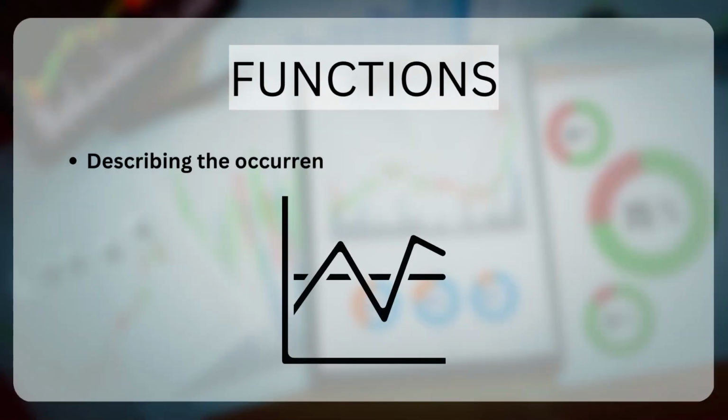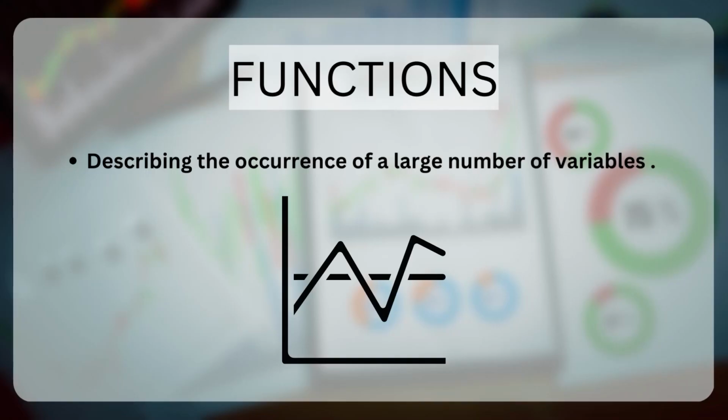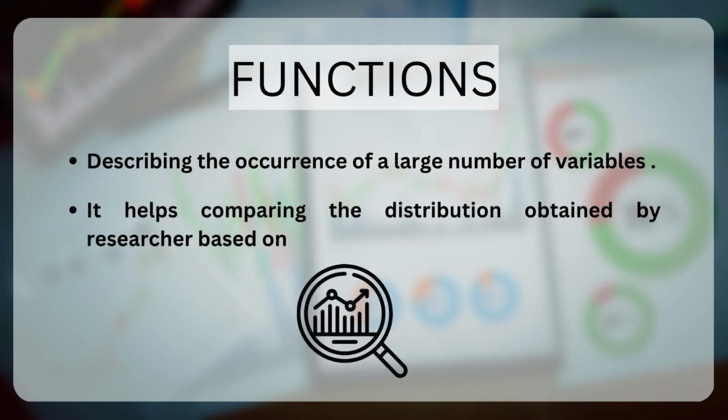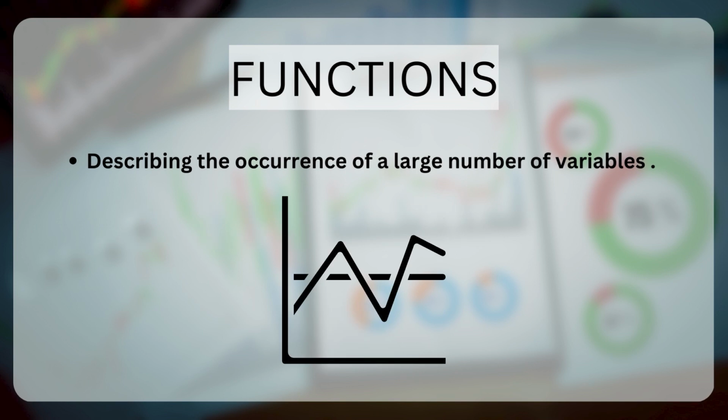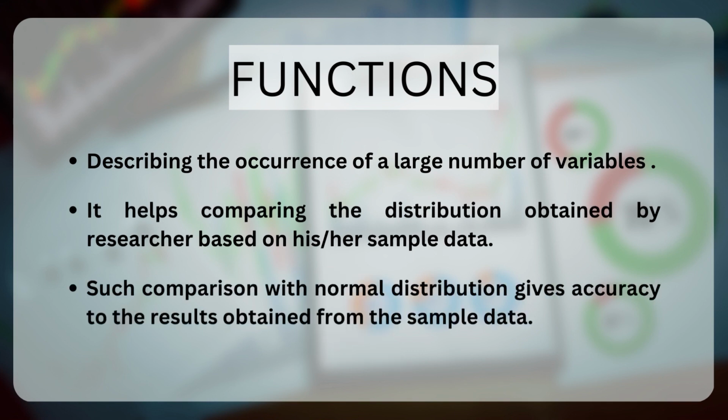Now, let us discuss the functions of the normal probability curve. The normal probability curve helps in describing the occurrence of a large number of variables. It helps in explaining whether a particular variable is occurring more, or whether the chance of the variable to occur is less. Secondly, it helps in comparing the distribution obtained by a researcher based on his or her sample data. Thirdly, such comparison with normal distribution gives accuracy to the results obtained from the sample data.